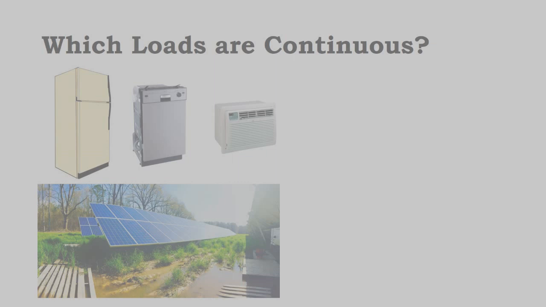We already talked about the solar array. Now, really, the only non-continuous load in this list is the dishwasher, because it's not operating 24/7. Even though the refrigerator is going through a duty cycle, it's 24/7 operable. It doesn't just operate for 3 hours or less. Same thing with the air conditioner.